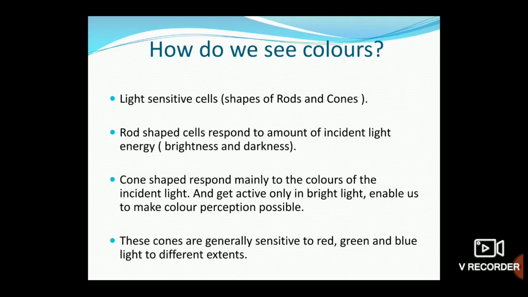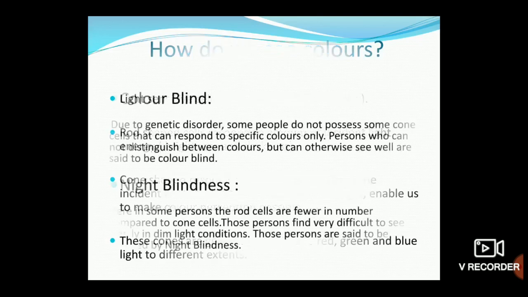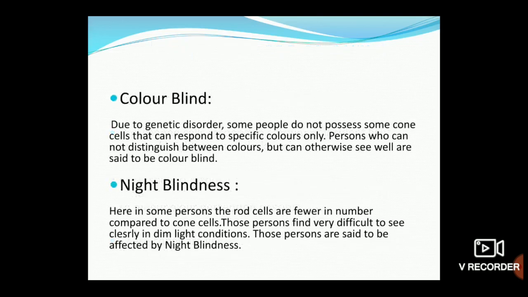These cones are very sensitive to the colors, that is red, green and blue light to different extents. If we move across the colorblind, here a person has fewer cone cells compared to rod cells. As it was told in the earlier class, the cone cells respond to color identification. If the cone cells are fewer than rod cells, the person finds it very difficult to distinguish between the colors. Otherwise, he can see the objects clearly.